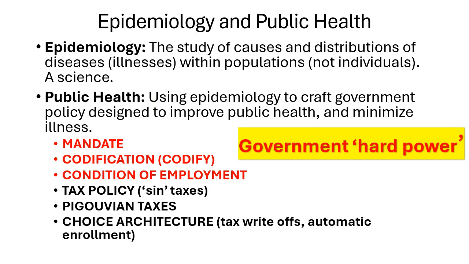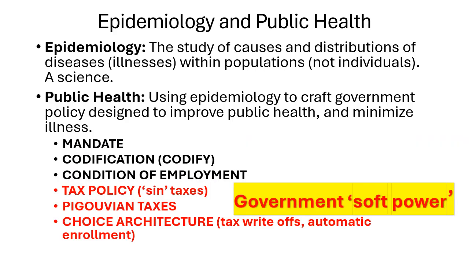These things, mandates, codification, and conditions of employment, are considered to be something called government hard power, because government has this extraordinary power to be able to tell you what you can't do. That's not to be taken lightly. So they call that hard power. Soft power is where they try and influence your choices and try and influence you to do the right thing without actually forbidding you to do bad things, or forcing you to do things that they consider to be good.